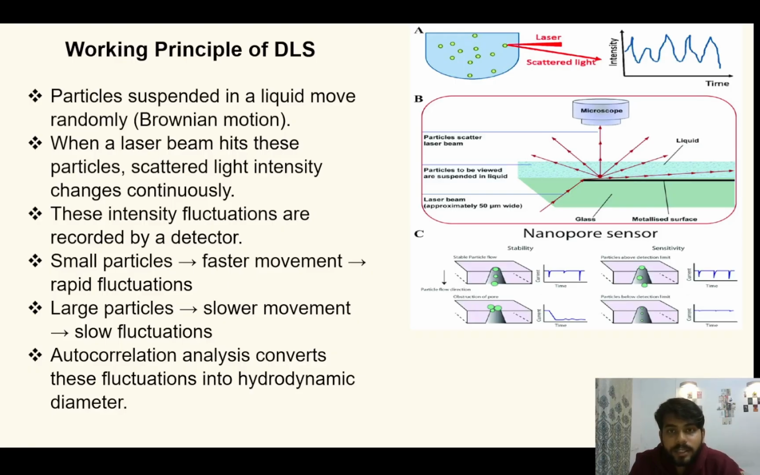To extract the size information, a mathematical process called autocorrelation is used. Autocorrelation compares the light intensity at different time intervals. The result of this analysis gives us the hydrodynamic diameter of the particle.